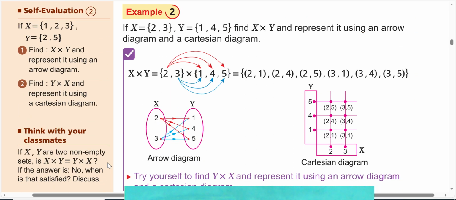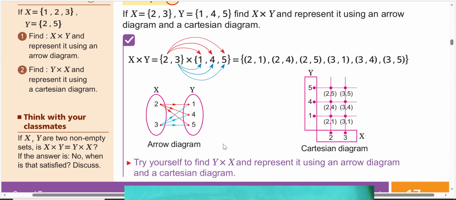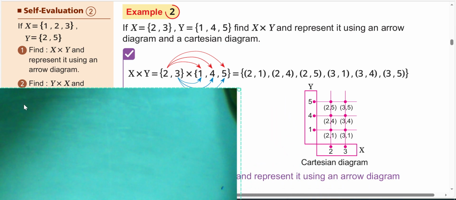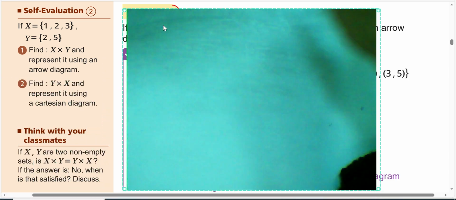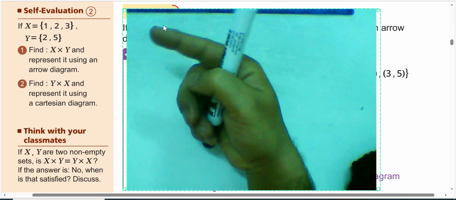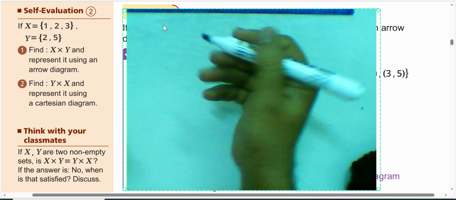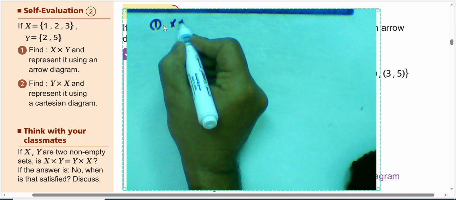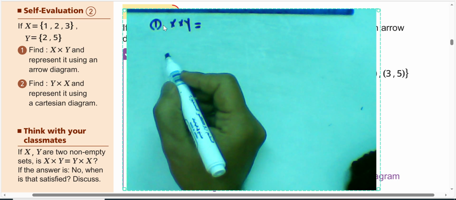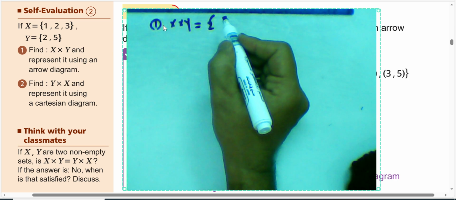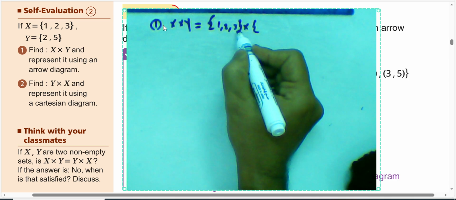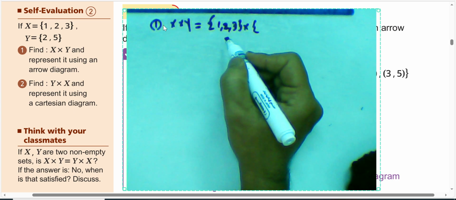Look at example number 2. Solve here by using a diagram, a Cartesian diagram. Now I will solve this question here, left-hand side. Self-evaluation number 2, number 1. Okay, the question here is question number 1. We want to find X Cartesian product Y. We can put the set X, which is 1, 2, 3, Cartesian product with Y, which is 2 and 5.